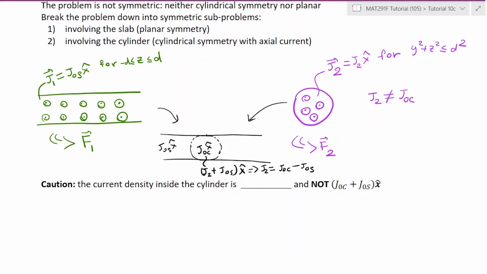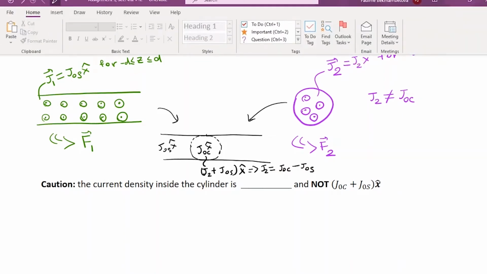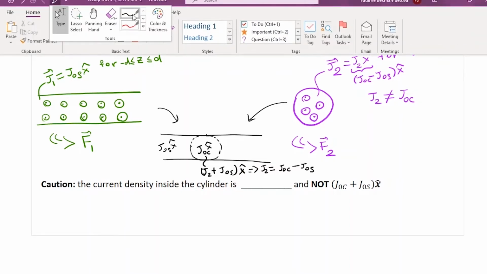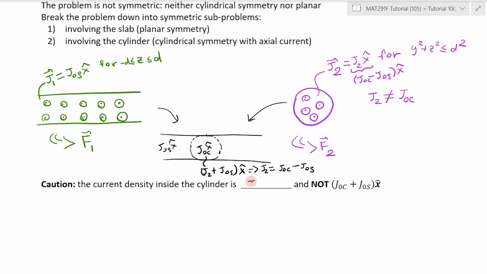So then here, we can just write J naught C minus J naught S x hat. And just so you guys have it in your notes, the current density inside the cylinder is, in total, J naught C x hat instead of this.